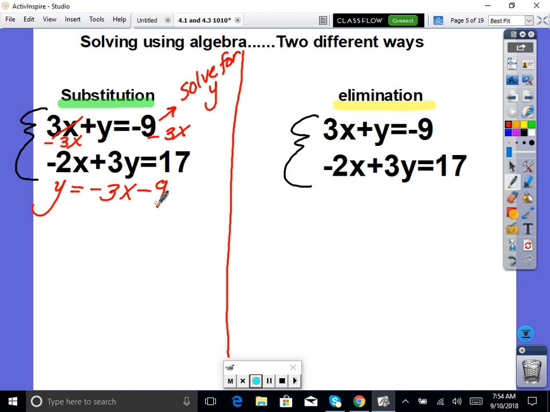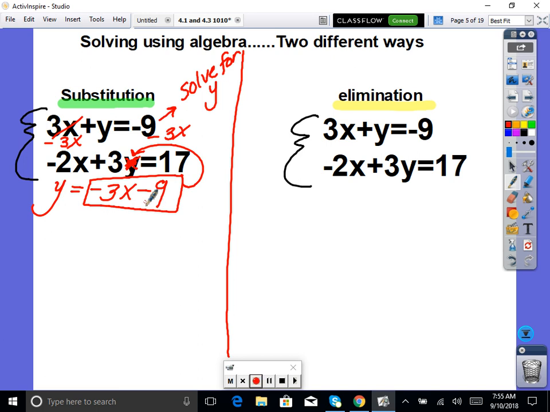Is everybody good? Now what you're going to do is take that and substitute it into the other equation wherever there's a y. So if y is equal to this, we're going to plug it into the other equation wherever there's a y. Now look why that's going to be useful. If we substitute that in for y, do you see how there's only x's now in our equation?